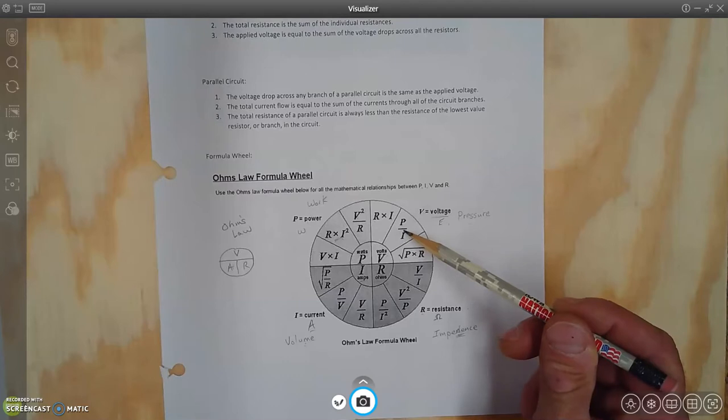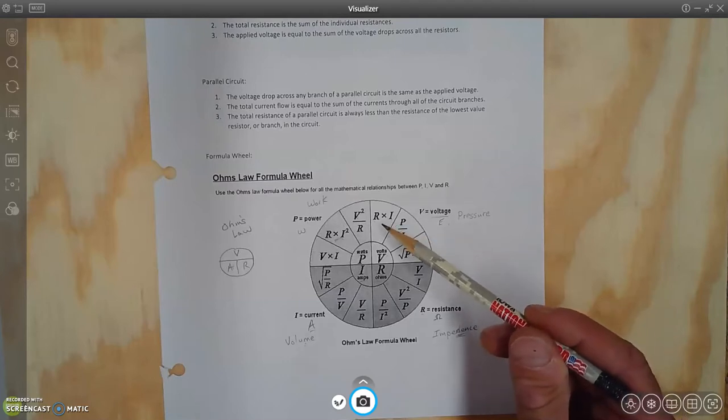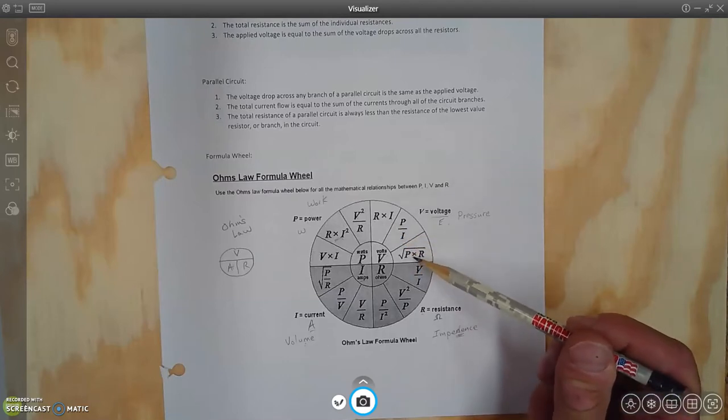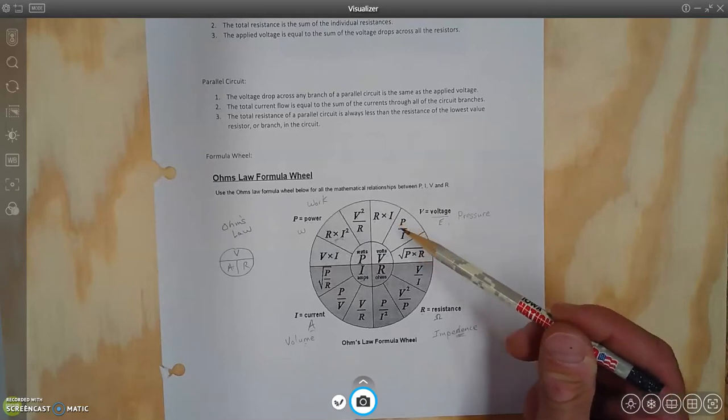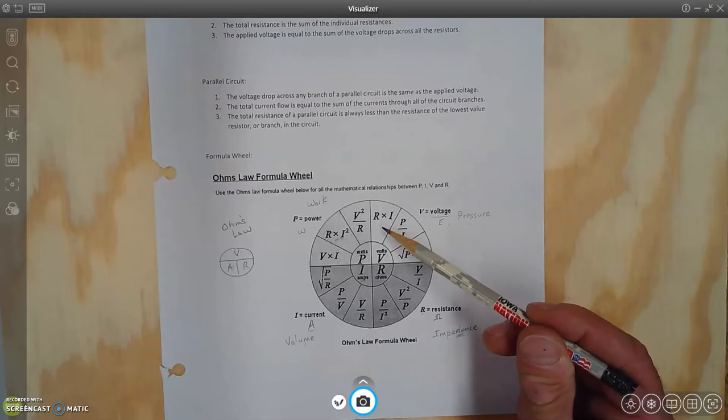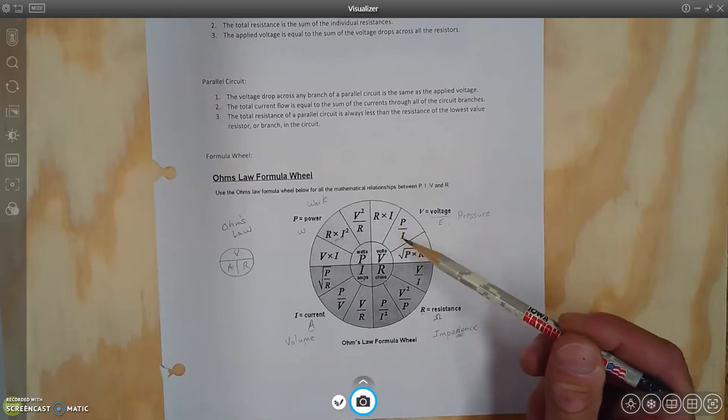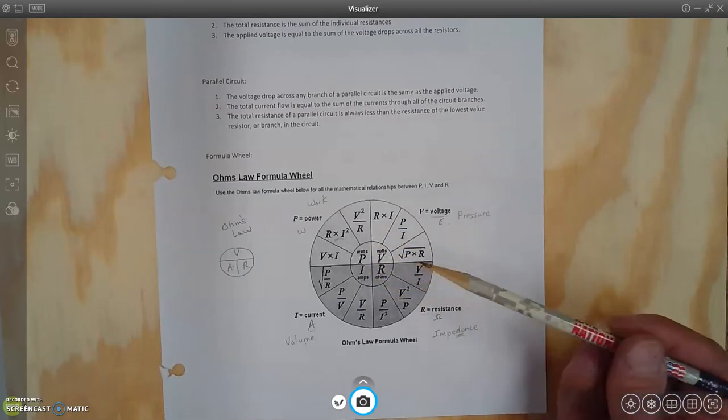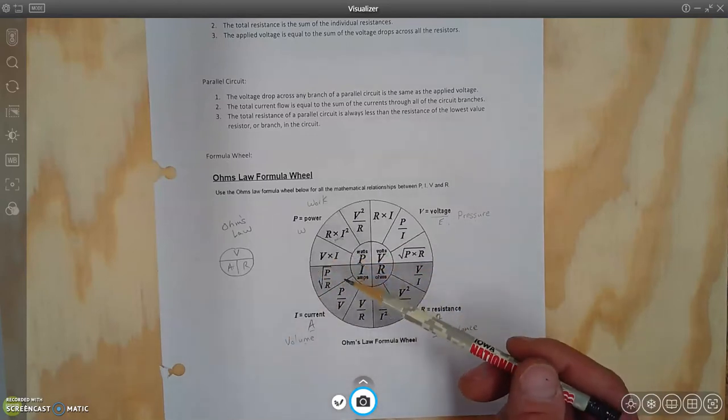If you like to divide, you do that. If you like to multiply, you do that. If you want to use the square root, you could do that, but it's probably not the easiest formula. You would use one of these two. I personally would use that one because I think it's easier. So that's how I go about doing this. So that is Ohm's law in the formula wheel.